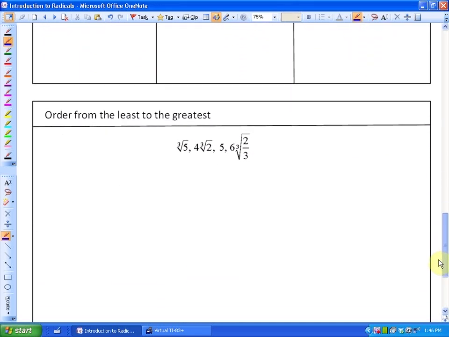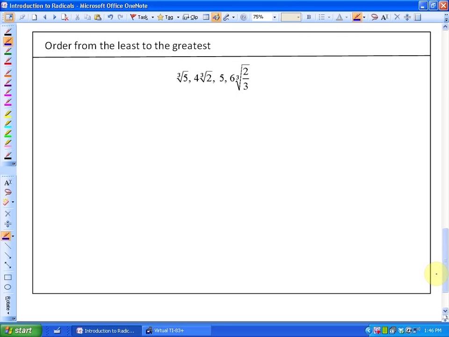Finally, you may be asked in some cases to compare radicals that don't look similar whatsoever, but if they do have the same index, which 3 of them do and one of them doesn't, we'll talk about that one in a second, what you can do is make them entire radicals, and then you can compare the radicands. So in this particular first case, it's already an entire radical, so we have the cubed root of 5.